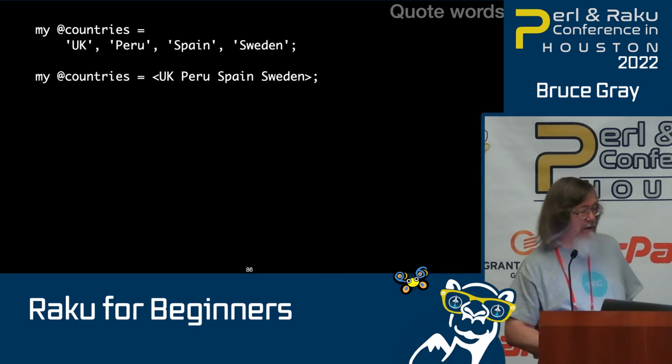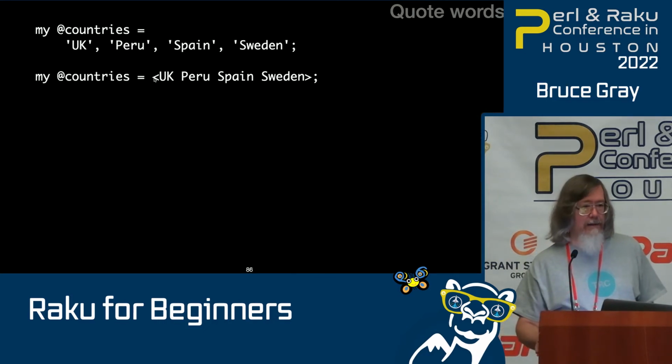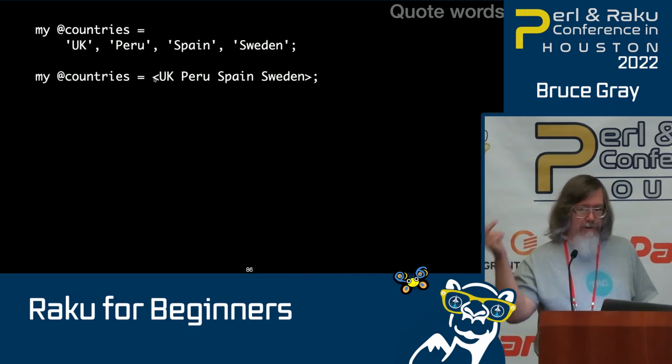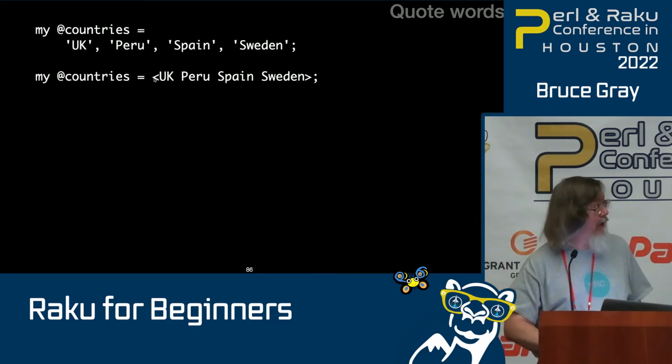Why doesn't the compiler see that angle bracket right there as a less than sign in comparison? Same reason we were talking about the plus being coercion versus addition, because of where it is in the syntax. There's no term in front of it. So that's the start of quote words.